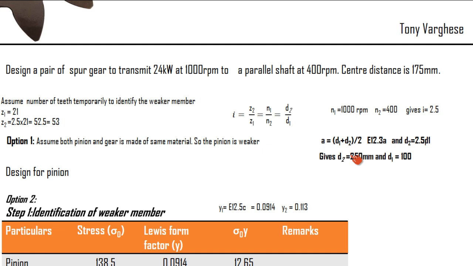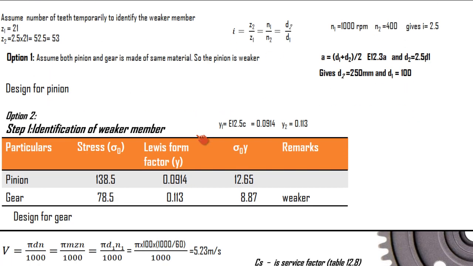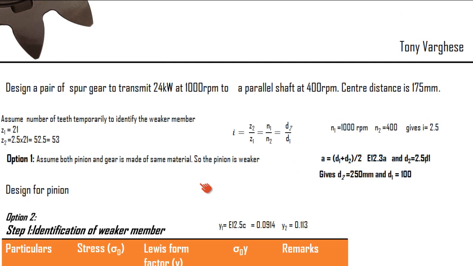Here we have to understand the procedure very clearly, because we have to find out the weaker member. So in order to find out the weaker member, because that is the first step, we should have the value of stress and the Lewis form factor. Lewis form factor is the one which is calculated using the number of teeth, because in order to have the value of Lewis form factor you need the number of teeth. But in this question the number of teeth is completely missing. No data is provided, but without it we cannot move forward.